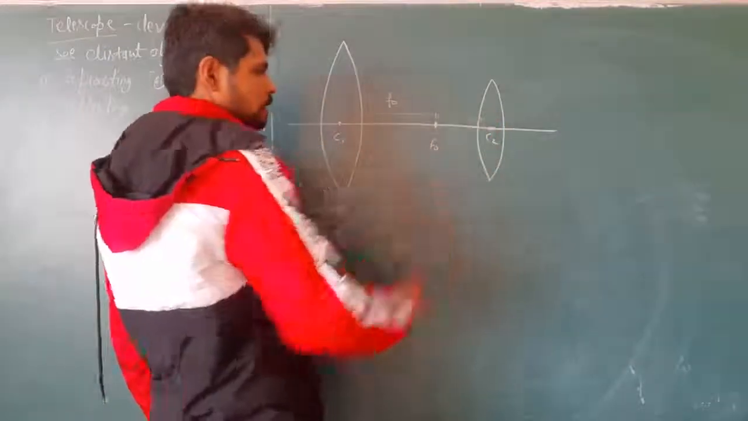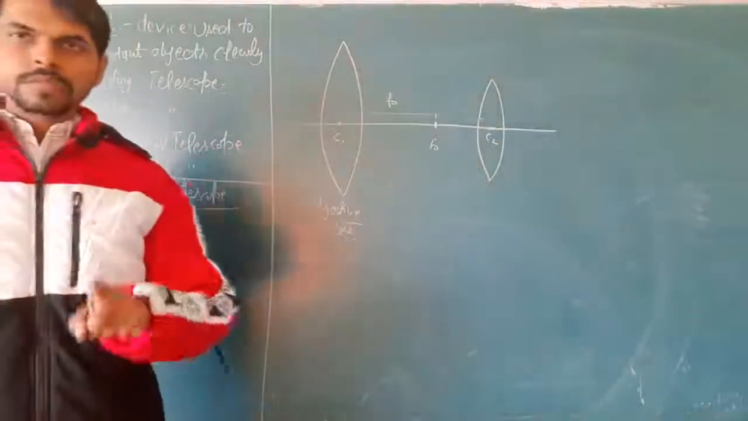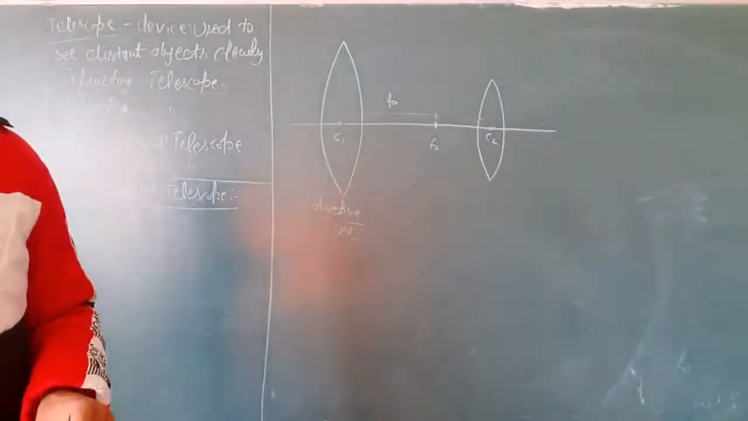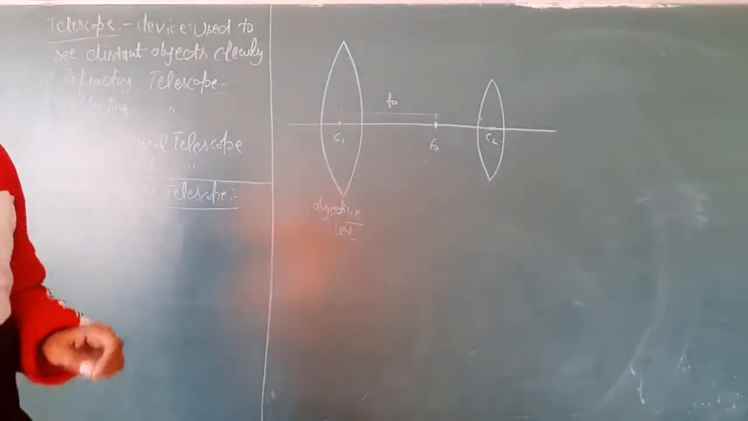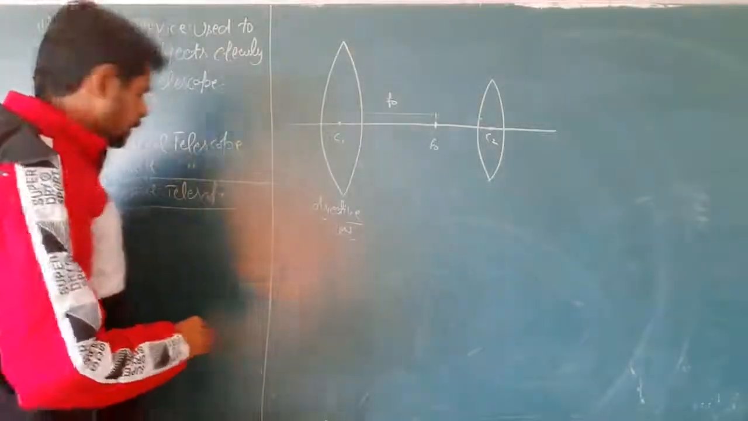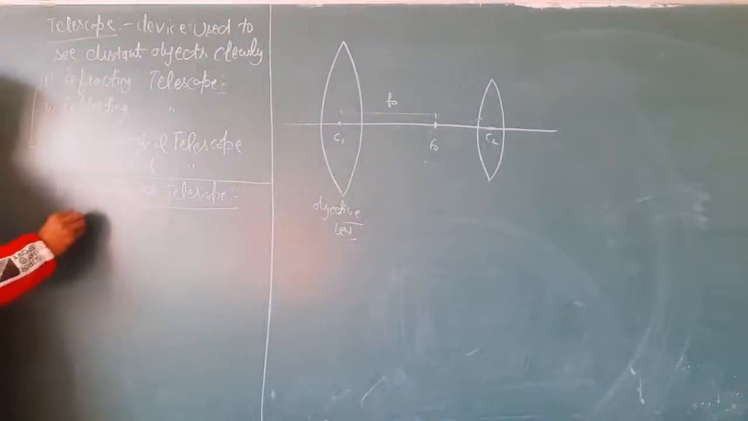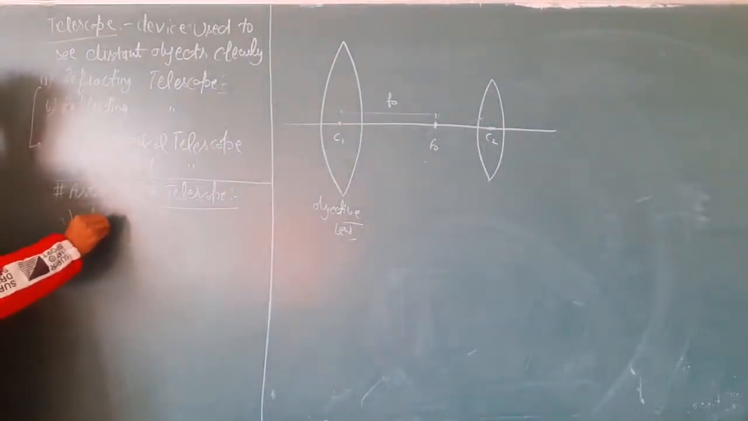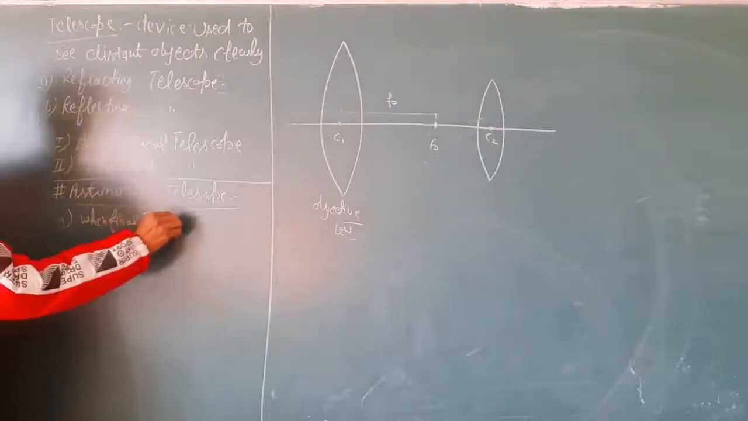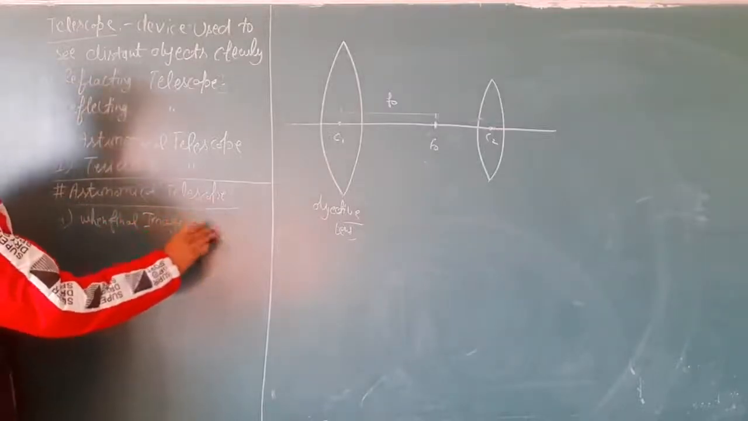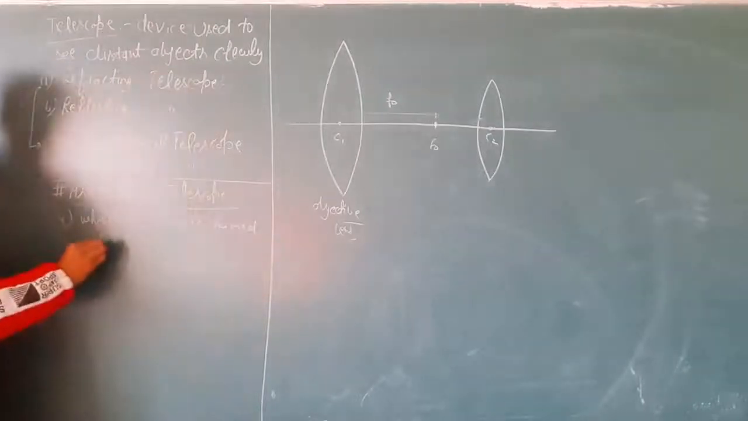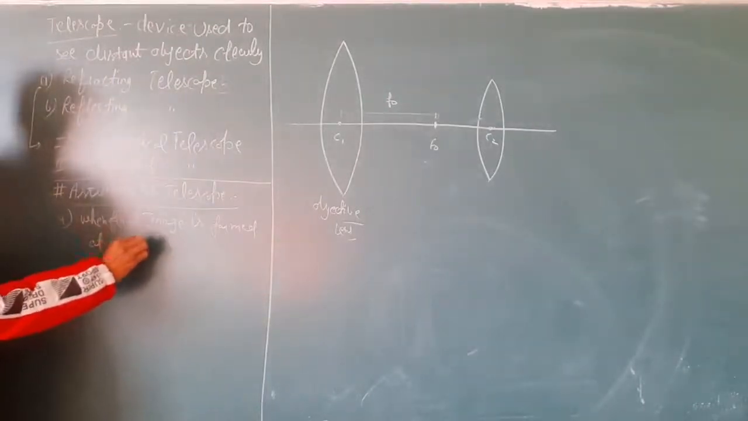Two cases are there. Let us discuss the first case. The diagrams will be different in both cases. The first case is when the final image is formed at infinity. I am writing it over here: when the final image is formed at infinity.